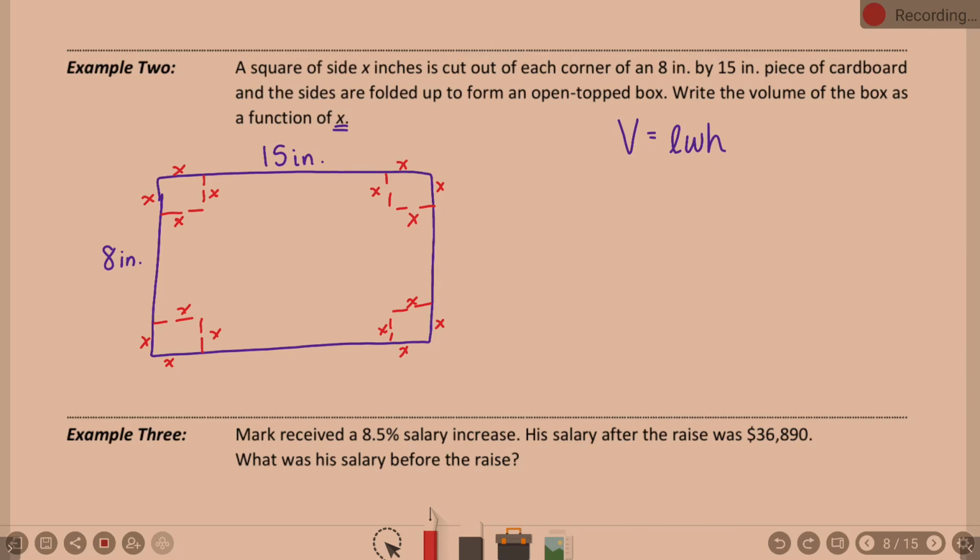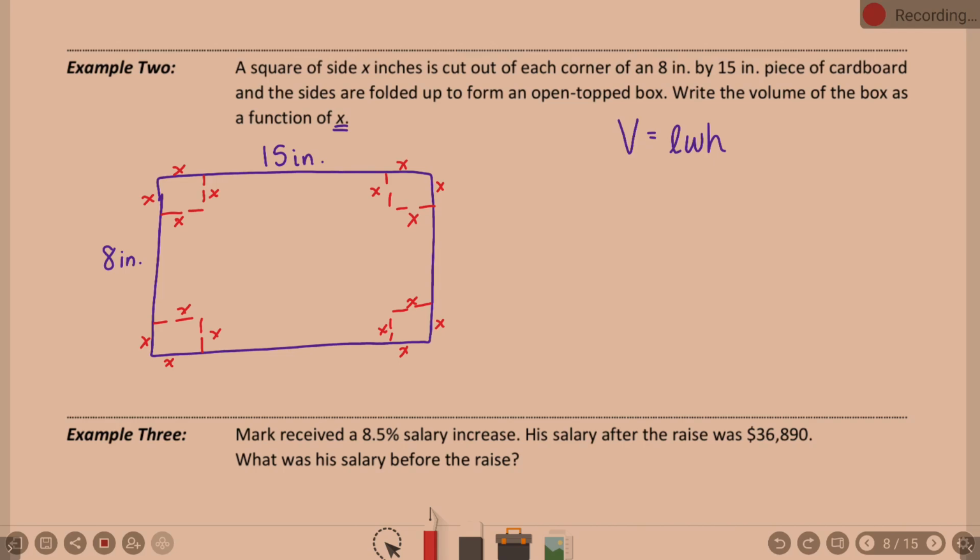Okay, so you cut those squares out, right? And then, after you cut those squares out, you're going to fold up those sides, right? You're going to have flaps on each side, and they fold up, and it's going to be an open top box, aka a box without a top.